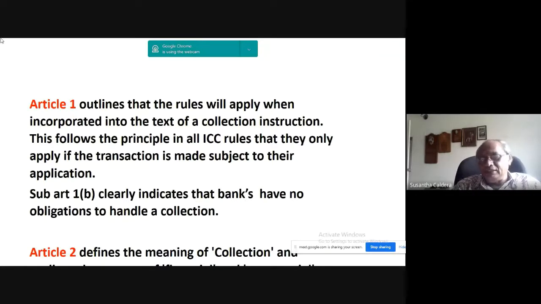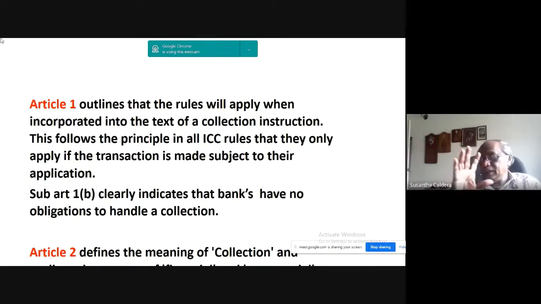Without that, subject to URC 522. Then what are you going to do? What should be your action? If it is not mentioned that these are subject to URC 522, then the rules under URC 522 cannot be applied. Cannot be applied. Right?